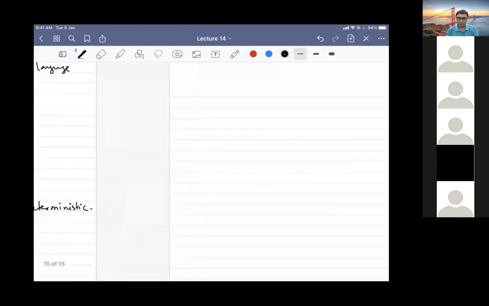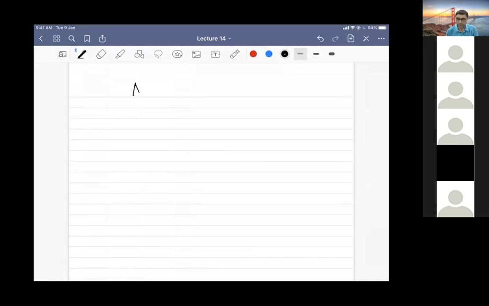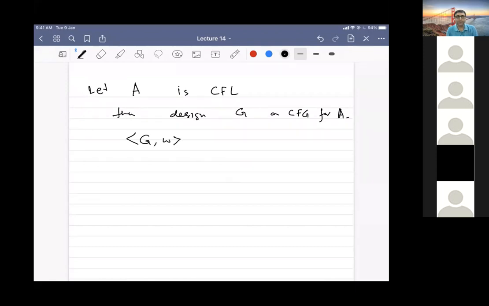Okay, so what should we do? The idea is very simple. We say that suppose A is a context-free language. One good idea is to suppose: let A be a context-free language. If A is a context-free language, then design G, a context-free grammar for A. And once we have G, we can encode it with some string W. We can store some string W and send it to A_CFG.